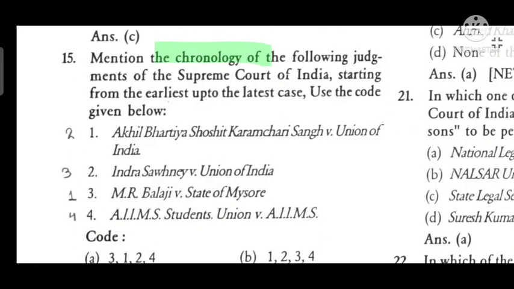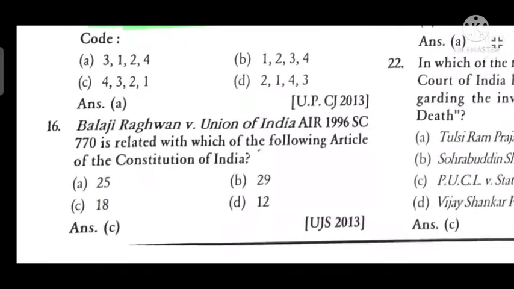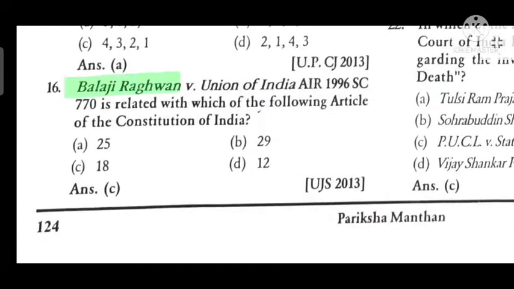Chronological order: M. R. Balaji versus State of Mysore, Akhil Bharatiya Soshit Karamchari Sangh versus Union of India, Indra Sawhney versus Union of India, AIIMS Students Union versus AIIMS. Balaji Raghavan versus Union of India, 1996, is related to which one of the following articles of the Constitution? Article 18.